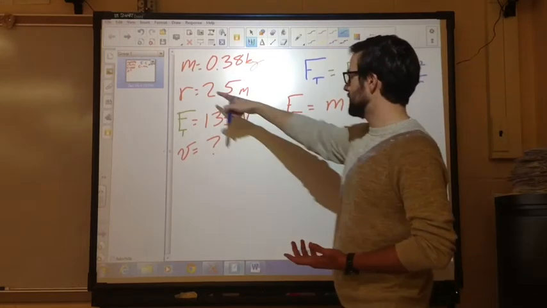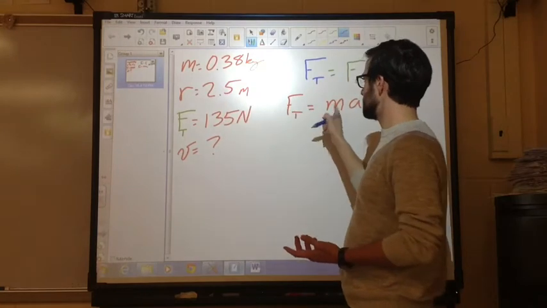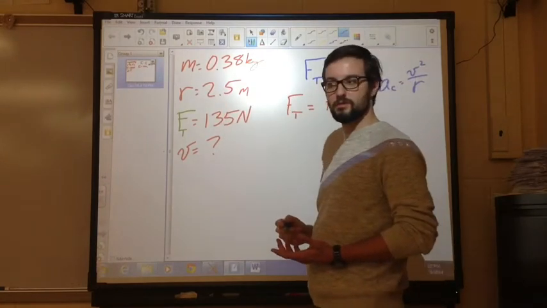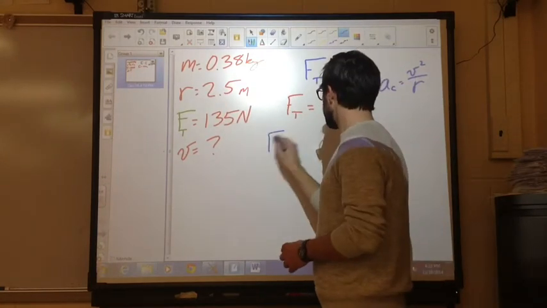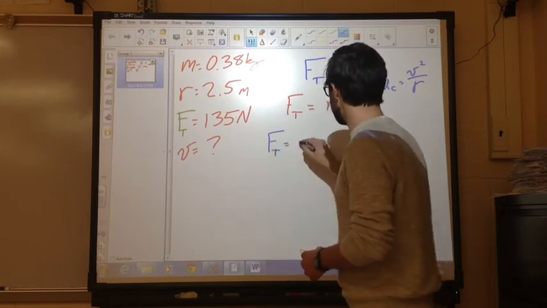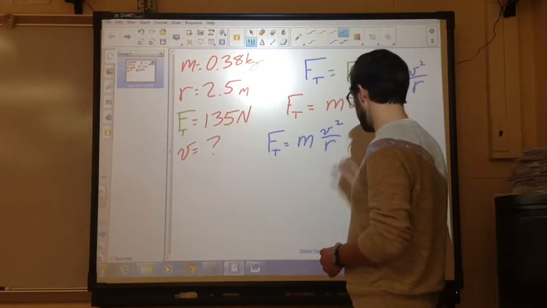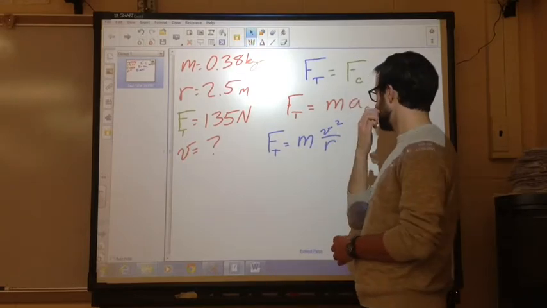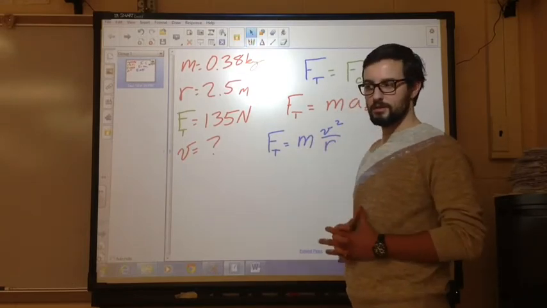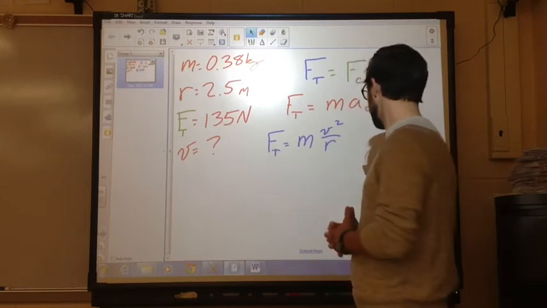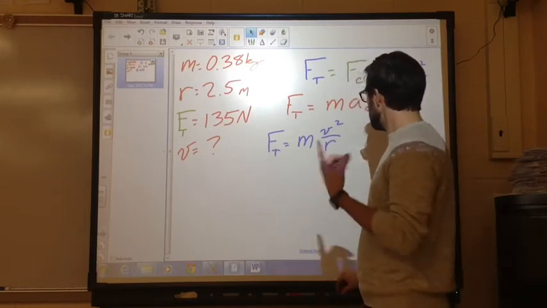And hey, check it out, we know the radius, we know the mass, and we know the force due to tension. So let's plug it on in. The force of tension is equal to mass times speed squared divided by the radius. And from there, you know everything. If you like to plug in numbers, plug in numbers. If you prefer to solve it algebraically, do this.